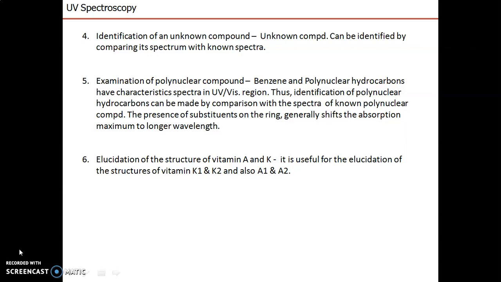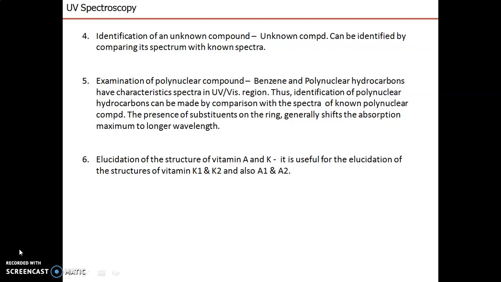Then examination of polynuclear compounds. Benzene or polynuclear hydrocarbons have a characteristic spectrum in the UV region. Thus, identification of a polynuclear hydrocarbon can be made by comparison with the spectra of known polynuclear compounds. The presence of substituents on the ring generally shifts the absorption maxima towards the longer wavelength.